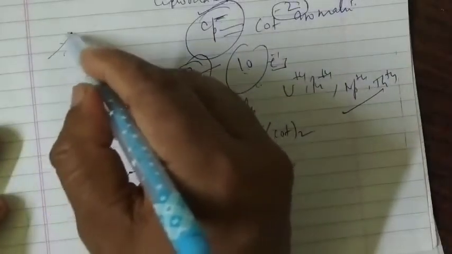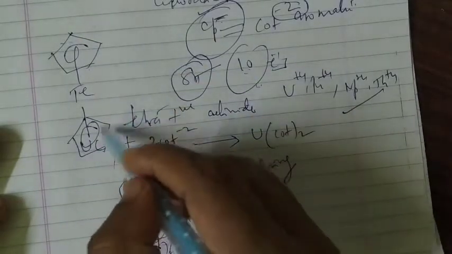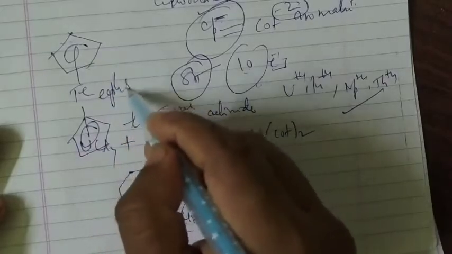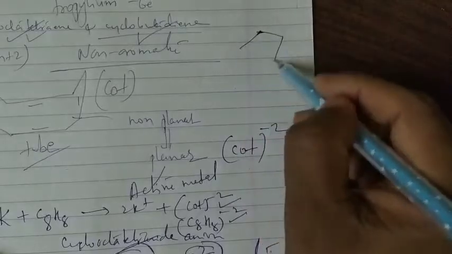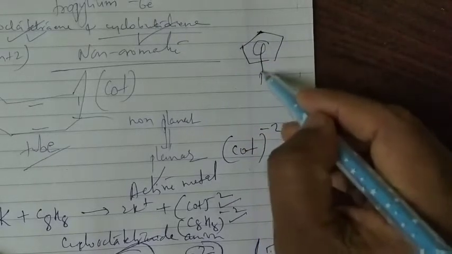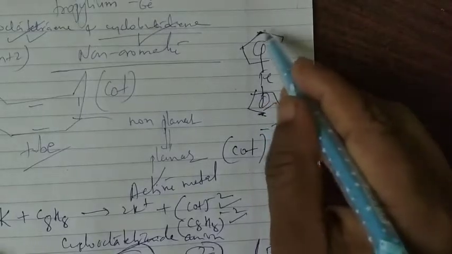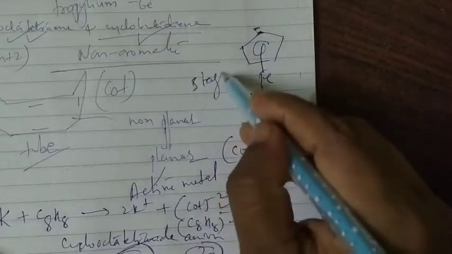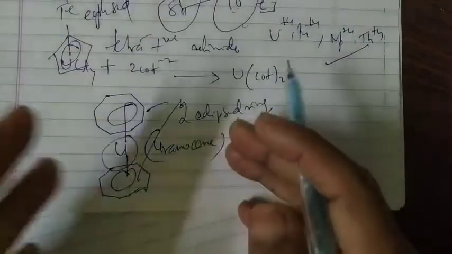Eclipsed means same side, like in ferrocene also, if it is like this, both same side, ferrocene Fe, and same side if you draw it like this, so this is called eclipsed. But if you see the rings on opposite sides, like one I draw in this way, here iron is there, and another I draw in the opposite way like this, it is called staggered. This is what you have to keep in mind. Now in uranocene you can see it is in eclipsed form, both rings on the same side.